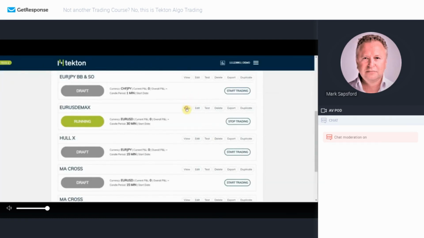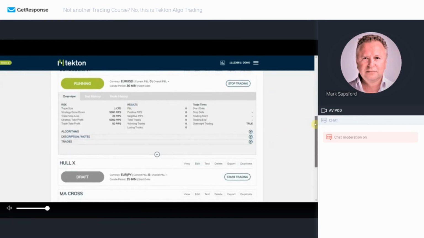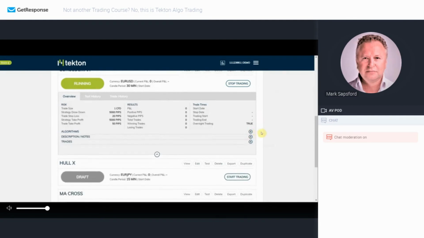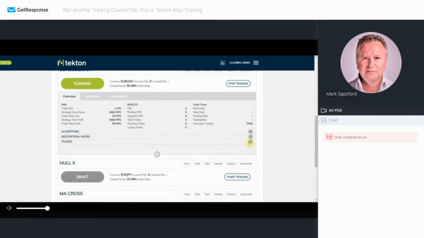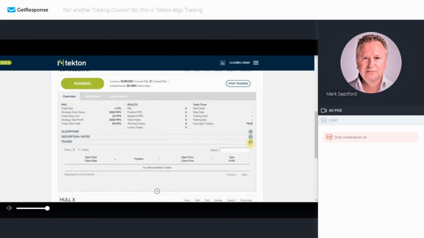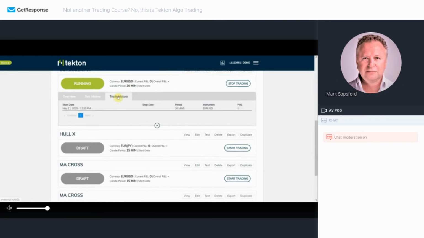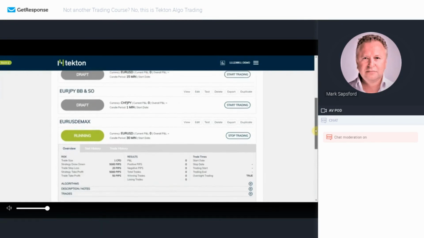Now if I want to view it, I can view it here. I can view the status of the strategy at any one time. I can see the algorithm. I can see any descriptions I've put in, and here I can see any trades that have been taken. I can see the test history of this strategy. I can see the trade history of this strategy. Tekton really couldn't be simpler.